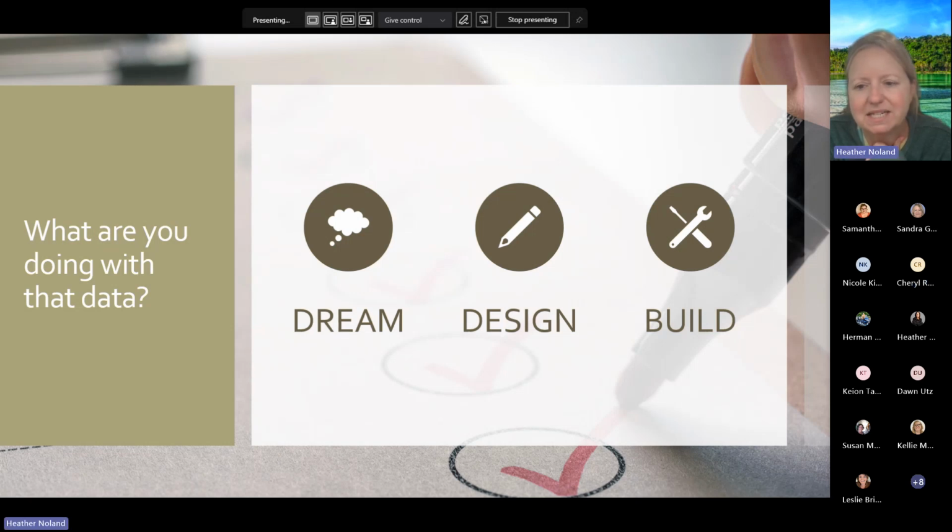That's awesome. That's a fantastic example. Thank you, Cheryl. Thank you, Kelly. Anyone else want to share anything about what you're doing with the data that you're collecting?